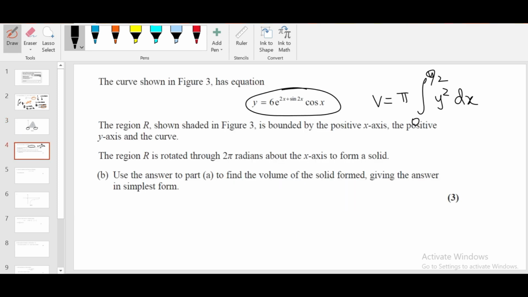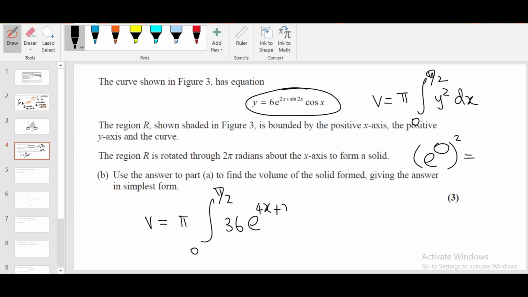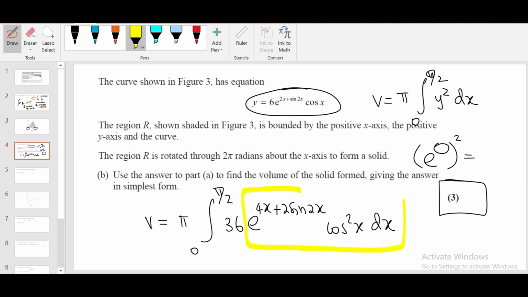When you square y, we get pi integral from 0 to pi over 2 of 6 square, which becomes 36. E power something, whole squared, you can just multiply the power by 2, so it becomes e power 4x plus 2 sine 2x, multiplied by 2, and cos becomes cos square x dx. This question has only 3 marks because we are going to use the result from part A here. We actually calculated this in part A.